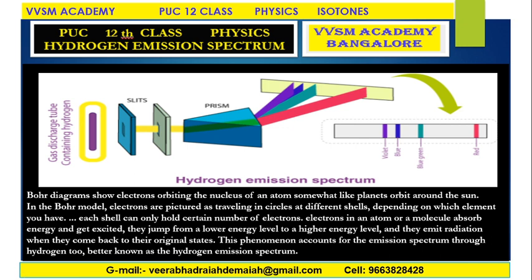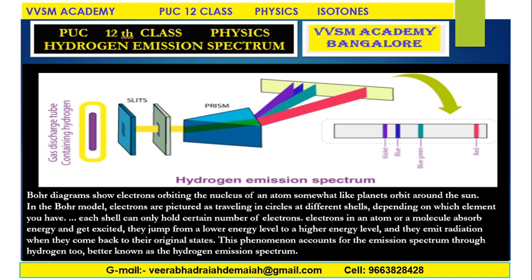The Bohr diagram shows electrons orbiting the nucleus of an atom somewhat like a planet's orbit around the sun. In the Bohr's model, electrons are pictured as traveling in circles at different shells, depending on which element you have. Each shell can only hold a certain number of electrons, a definite number on the principal orbits K, L, M, N, O, P, etc.